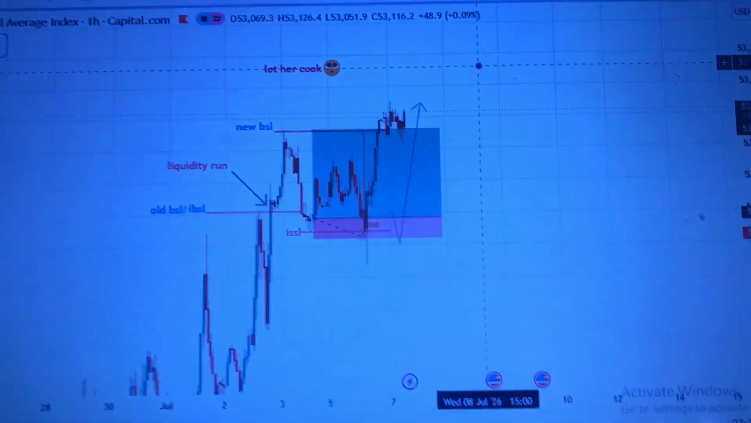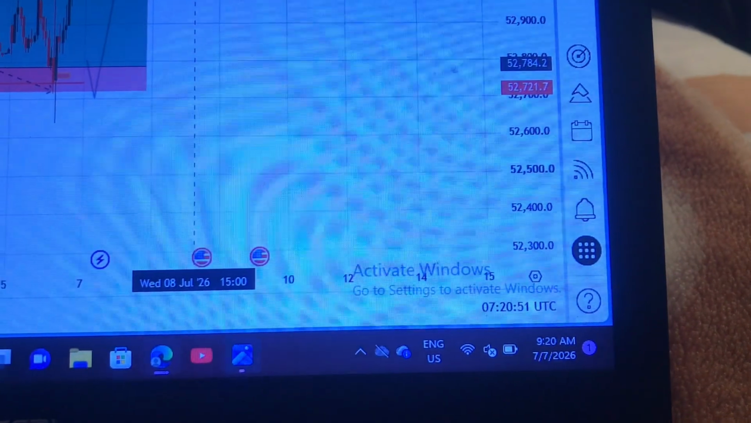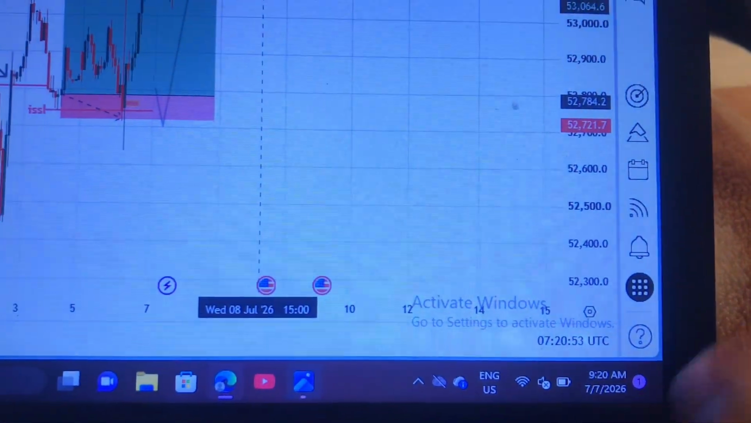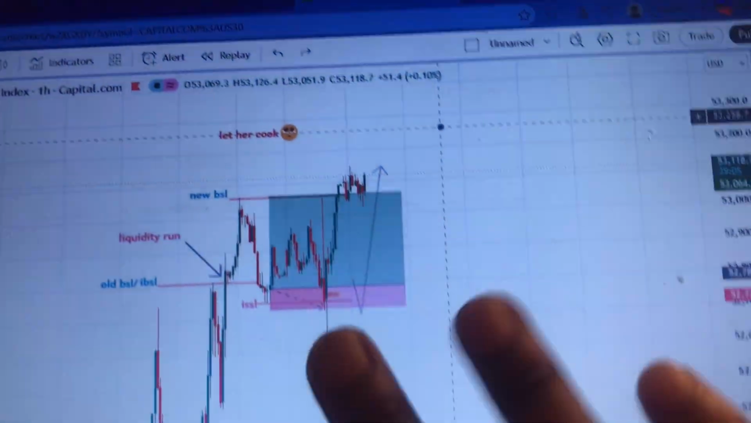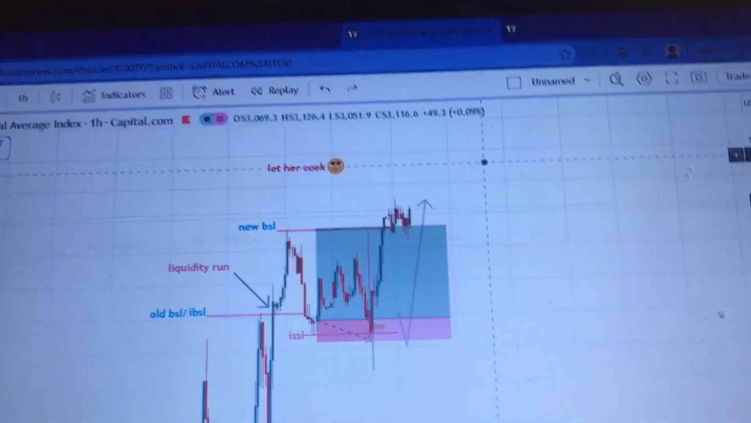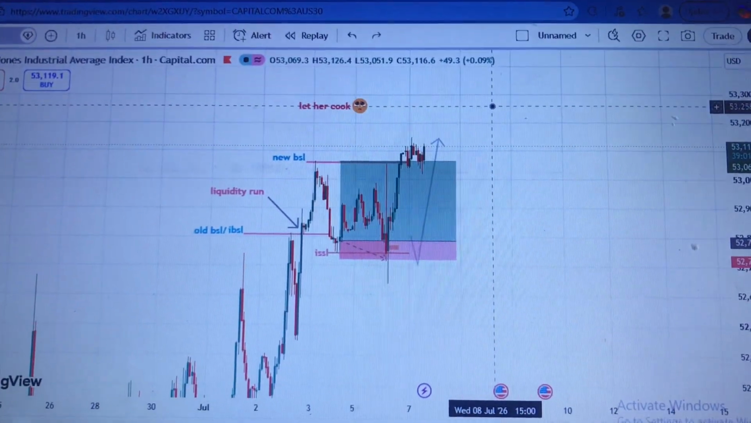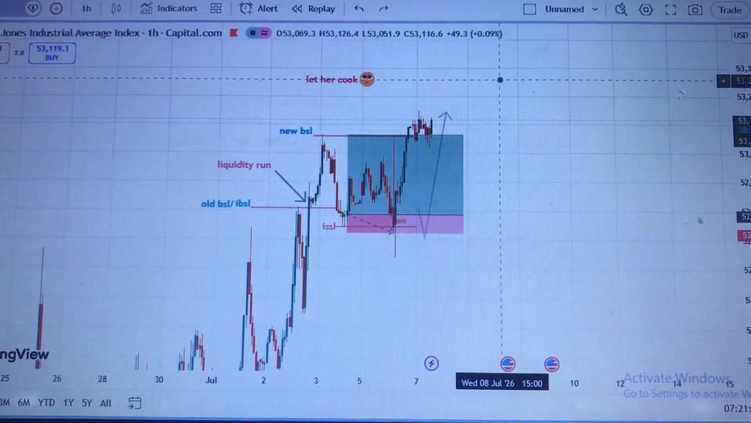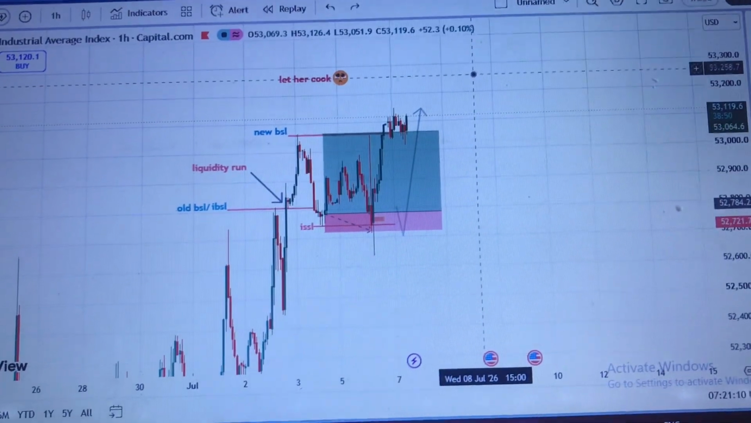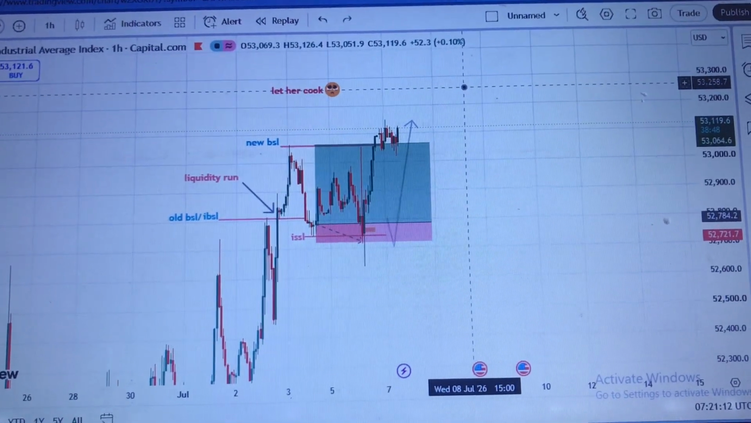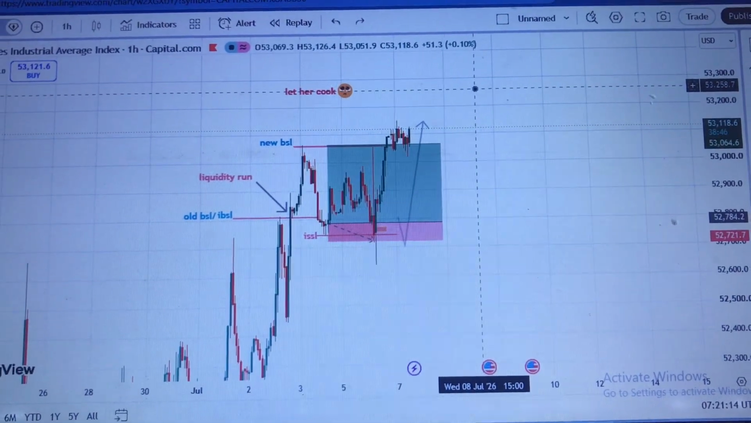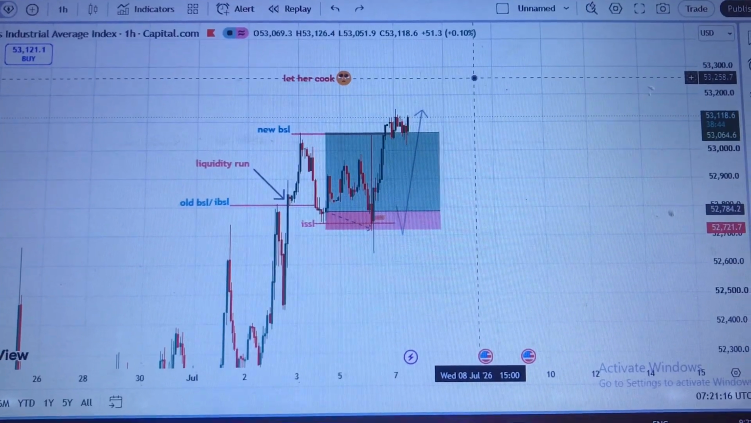Okay, as you can see, time is 9:20 a.m. and Kitty today, as you can see right there. And this is the setup that I took yesterday. Okay, so let me just take you through how I was actually able to analyze where it's going to go and what I should expect, things like that. So let me just take you through it, yeah?